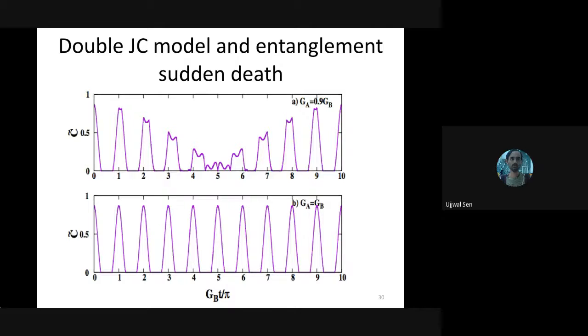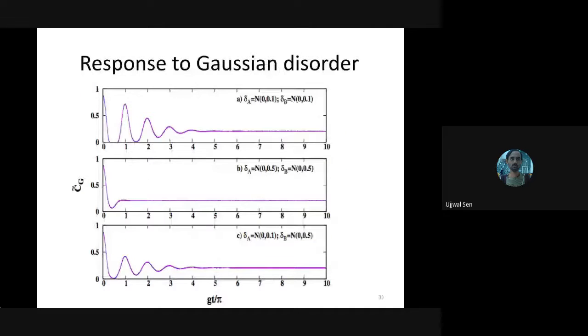Now, if we consider the same system, we consider disorder in the interactions. So what we do is, delta A and delta B are disorder strengths. Delta A is the disorder in the first atom-photon pair, and delta B is the disorder in the second atom-photon pair.